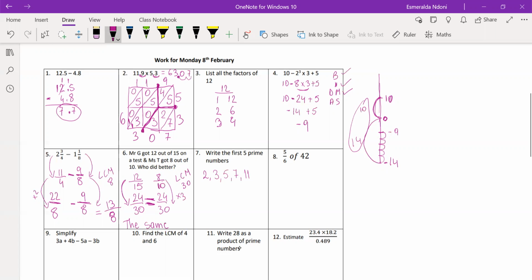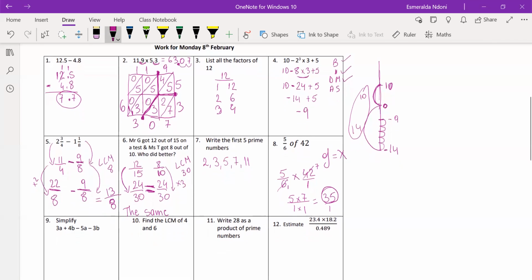Now we have 5 6ths of 42. We said of means times, so 5 6ths of 42, and we write 42 over 1 so we don't get confused. Now we divide both of these by 6 to make it easy for ourselves. Make your life simple, simplify first. So 6 divided by 6 is 1, 42 divided by 6 is 7. So I'm left with 5 times 7 and 1 times 1. So 5 times 7 is 35. 1 times 1 is 1, so the answer is 35.